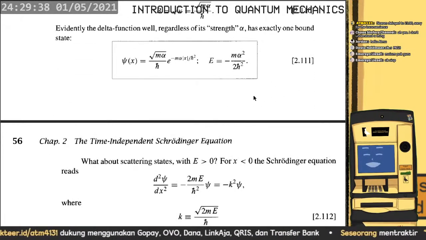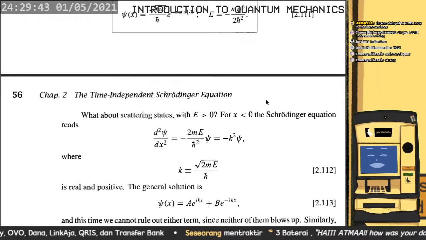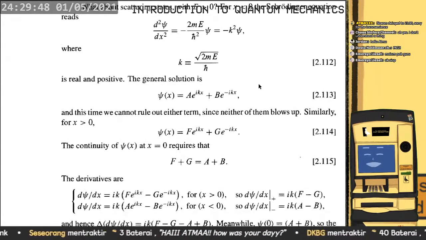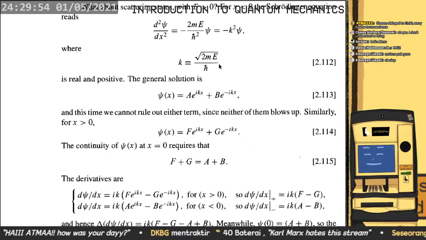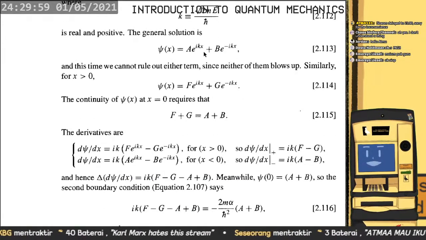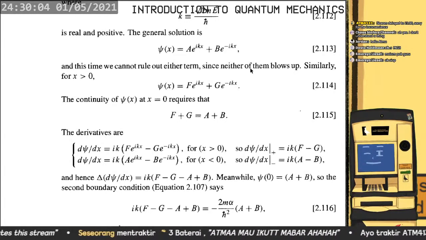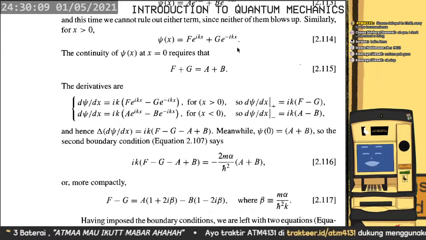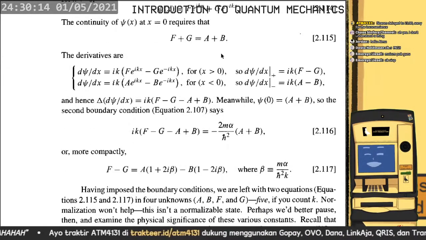What about scattering states with E greater than 0? For x less than 0, the Schrödinger equation reads this, where k equals the square root of 2mE over Planck constant, and is real and positive. The general solution is this. And this time we cannot rule out a returning wave, since neither term blows up. Similarly for x greater than 0. The continuity of ψ at x equals 0 requires that F plus G equals A plus B.